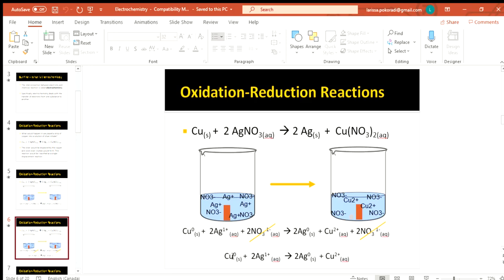And these are the things that really matter to us because they're the things that are changing in the reaction. You've got your copper charge changing from a 0 to a 2+, and you've got your silver charge changing from a 1+ to a 0.